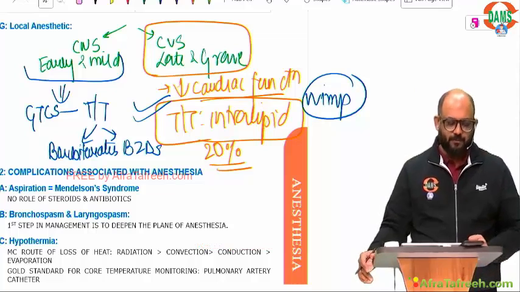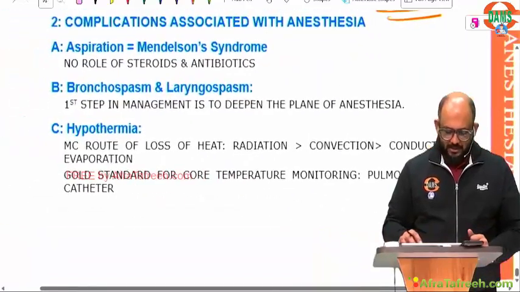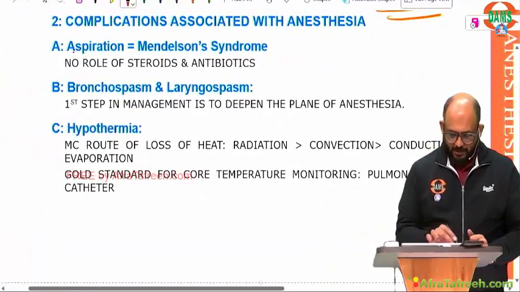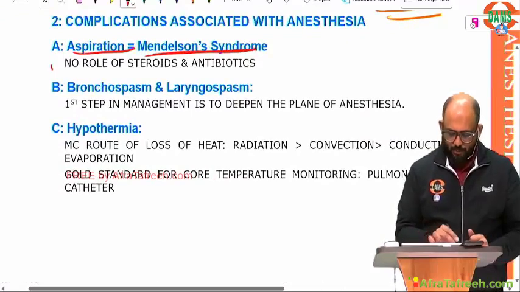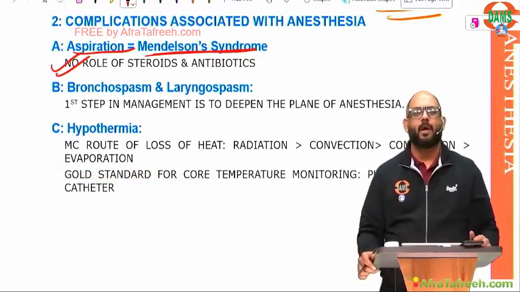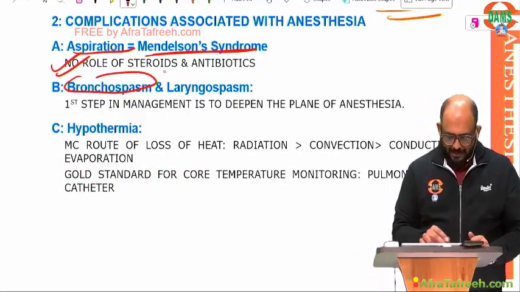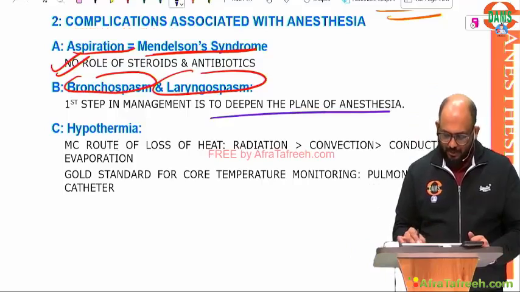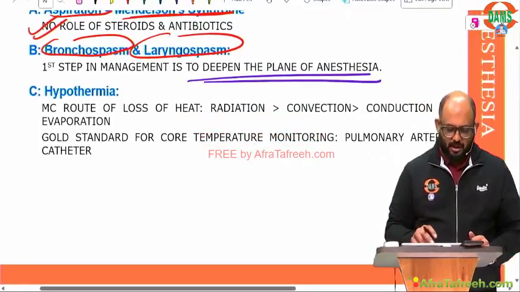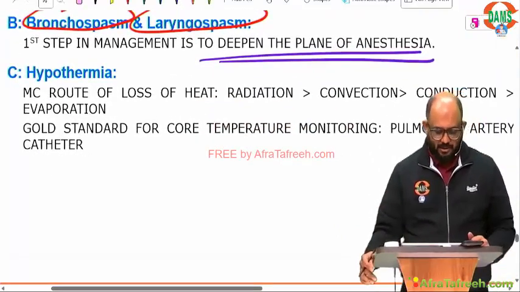Complications associated with anesthesia. Aspiration is also called Mendelssohn syndrome. You have to remember there is no role of prophylactic steroids and antibiotics. In bronchospasm, laryngospasm, the first step is to deepen the plane of anesthesia.